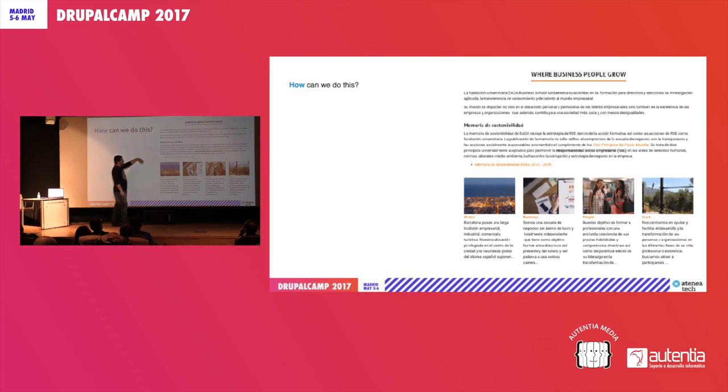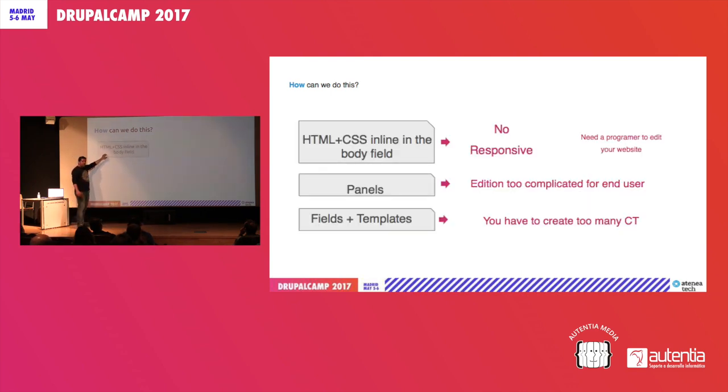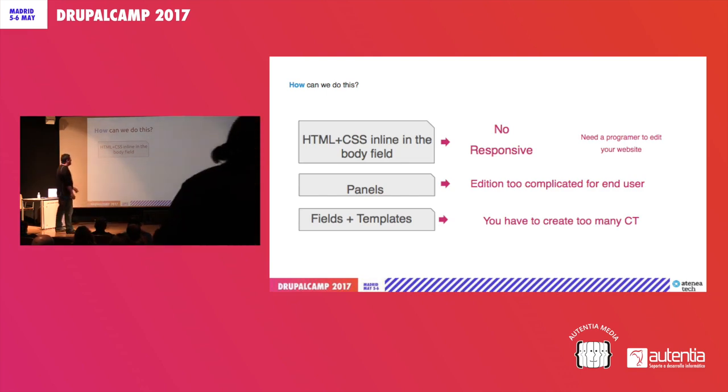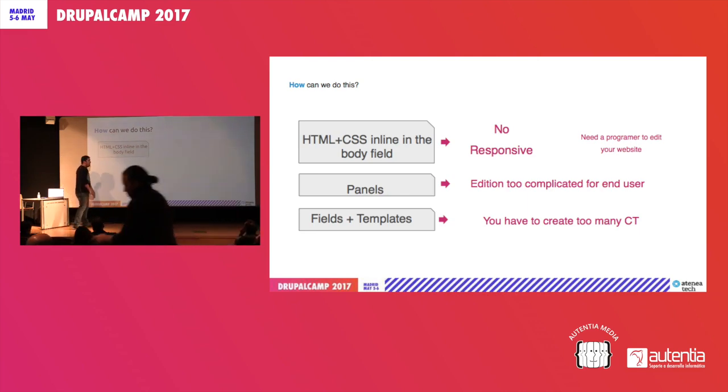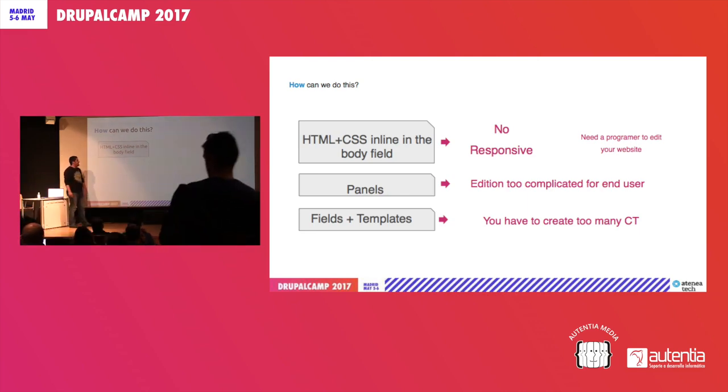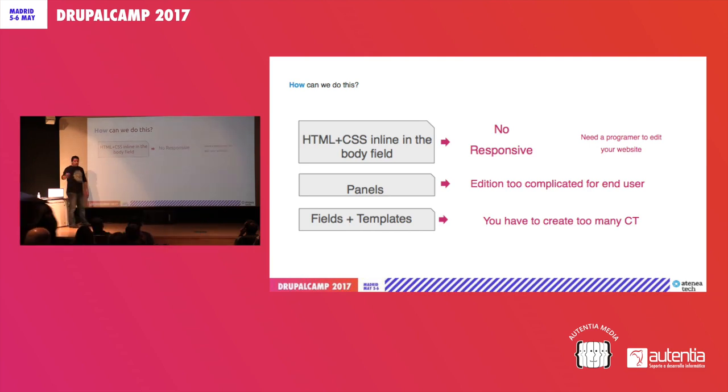Here we have some text that we can do with a WYSIWYG. And here we have a special composition. There are different ways to do this. This is the way that I like. It's really fancy and elegant. It's to have a WYSIWYG with HTML and inline CSS in the body field. As everybody can see, it's a really big sheet. It's not responsive. If you have to change anything, you need a programmer to edit your website. It's not a good solution at all.